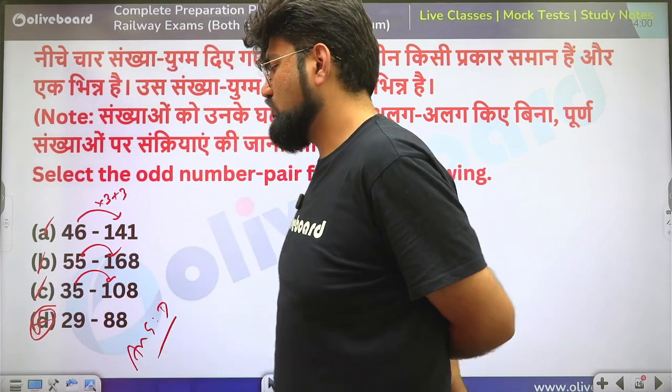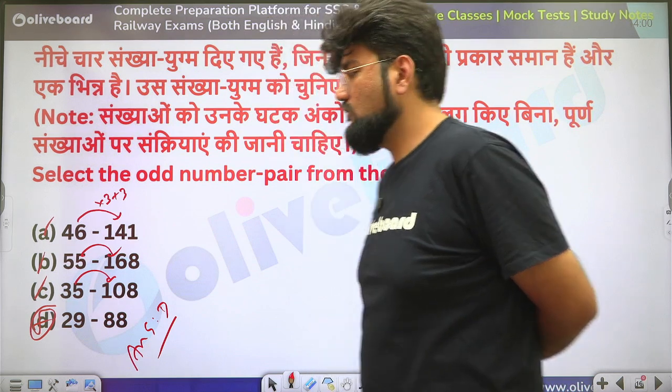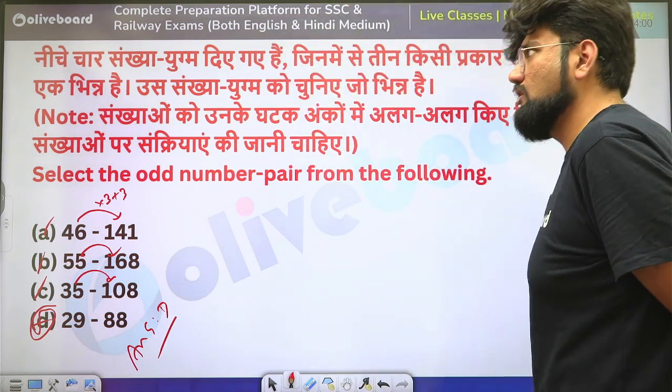29 into 3, what should it have been? So 29 into 3 is 87, plus 3 should have been 90. 88 is the incorrect answer, hence option D is the odd one out.